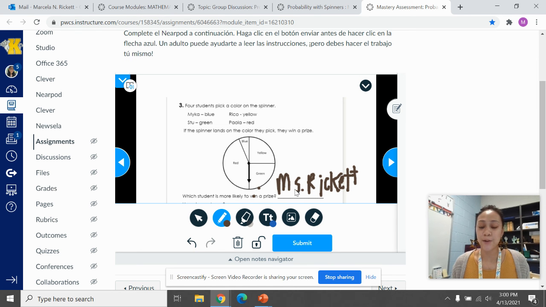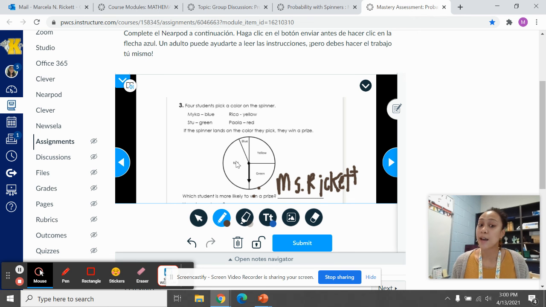So I gave you an example of how I want you to write the name of the person. But you're going to go here. You're going to find the spinner. You're going to find the more likely color. And then you're going to find that person's name. So if it's more likely purple, purple is next to Miss Rickett. So I'm going to write Miss Rickett. But I want you to follow the directions and do what you're supposed to do here. I'm not going to give you the answer. So that's why you need to pay attention to what we have here on this spinner.